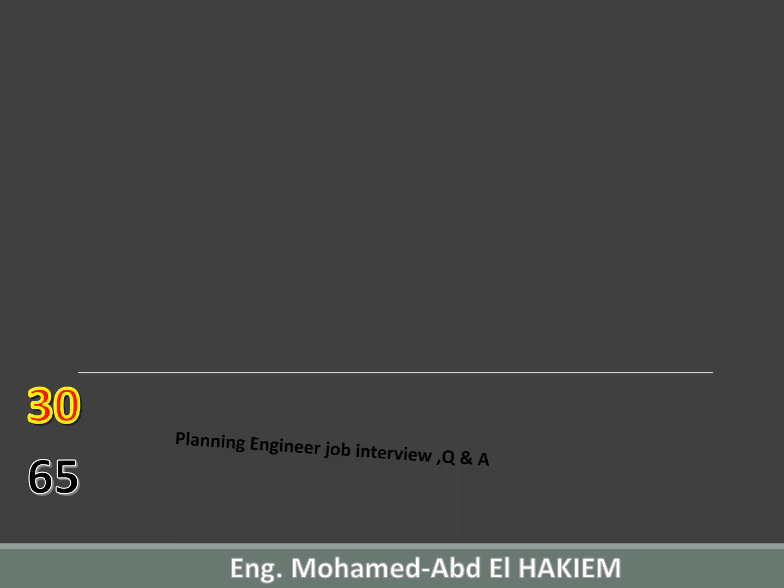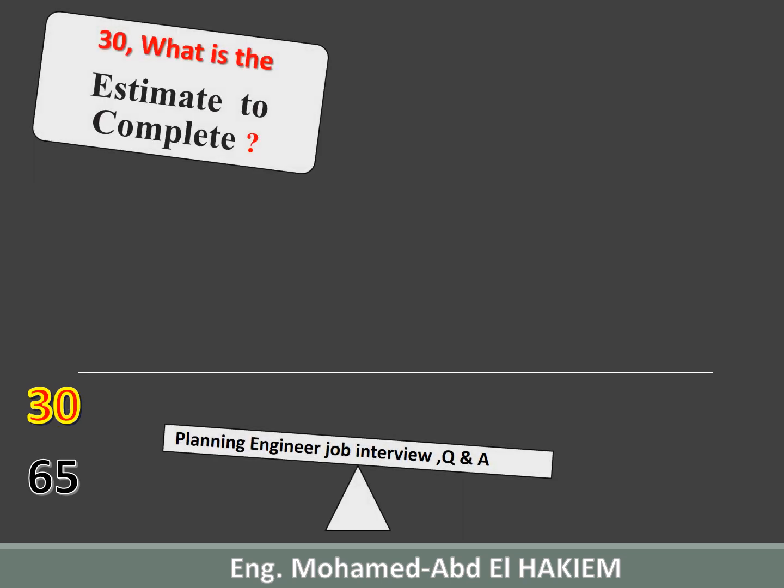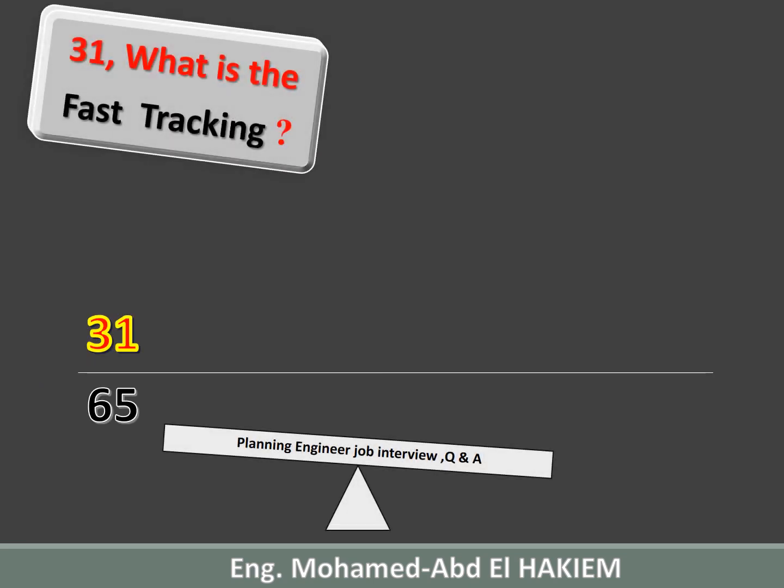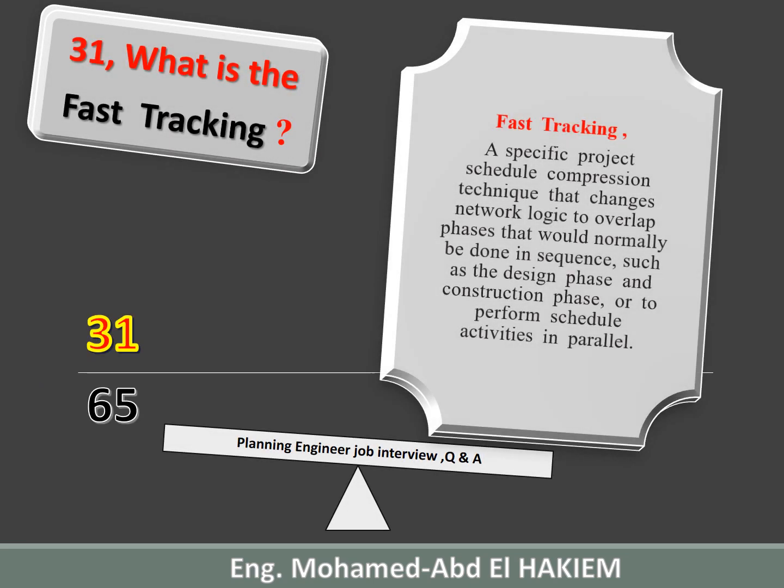30. What is the estimate to complete? Estimate to complete is the expected cost needed to complete all the remaining work for a schedule activity, work breakdown structure component, or the project. 31. What is the fast tracking? Fast tracking is a specific project schedule compression technique that changes network logic to overlap phases that would normally be done in sequence, such as the design phase and construction phase, or to perform schedule activities in parallel.